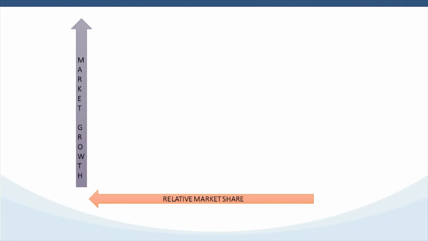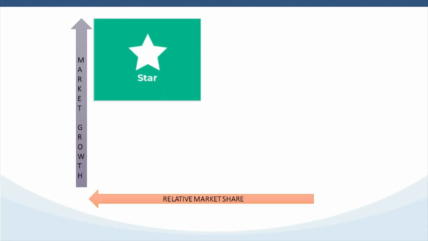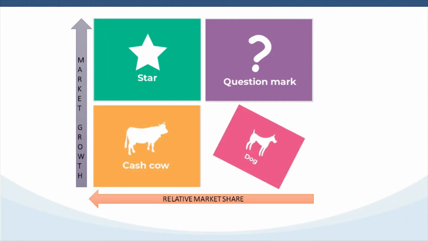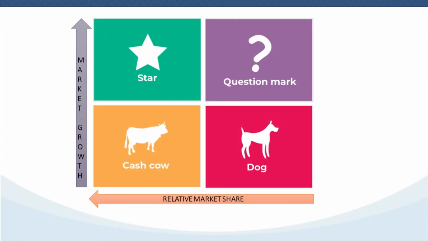First of all, we have to understand each and everything properly to know this entire graphical presentation. We have market growth on the y-axis, followed by star, question mark, cash cow, dog, and at the bottom you can see relative market share. One by one we will understand what each of these means.